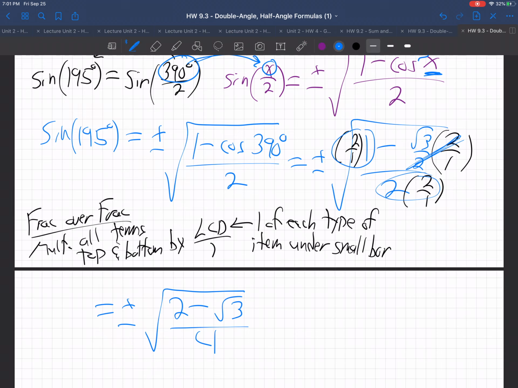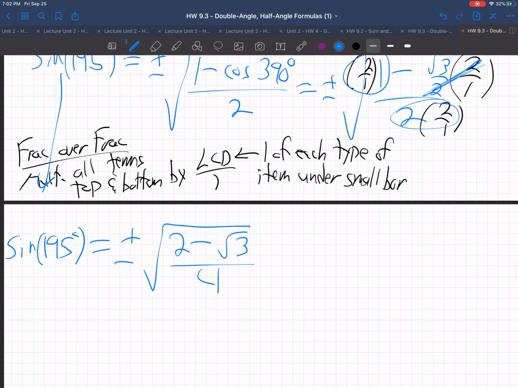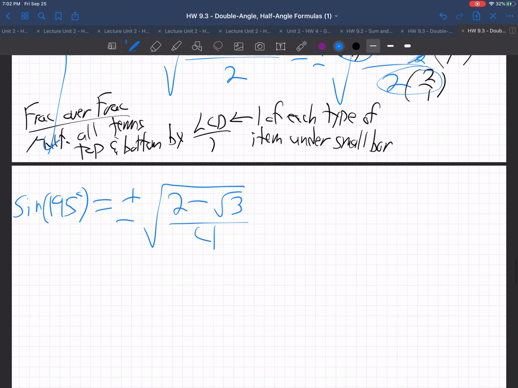So this is, let's go back. This is sine of 195 degrees, right? That's what it's been all along. That's what we've been trying to figure out. Is it plus or minus? Why is there a plus and a minus in the formula? That's weird. Which one is it?